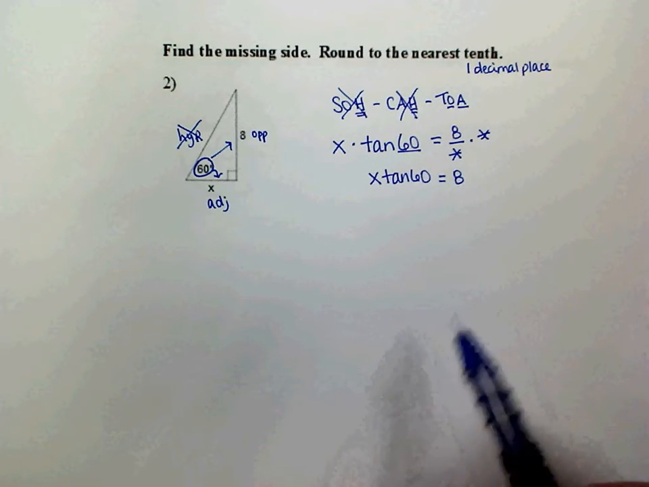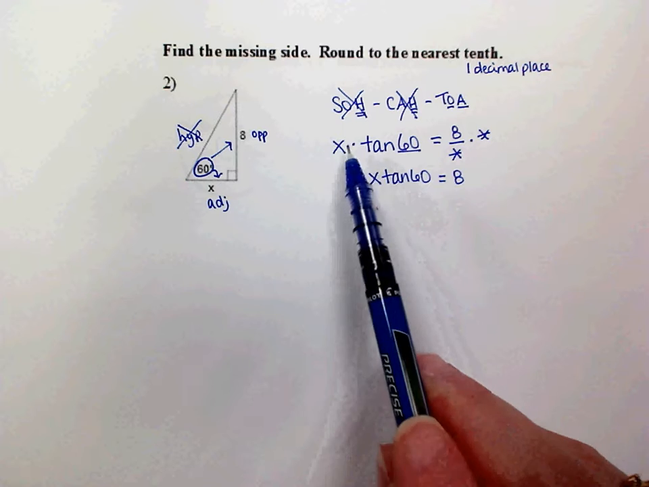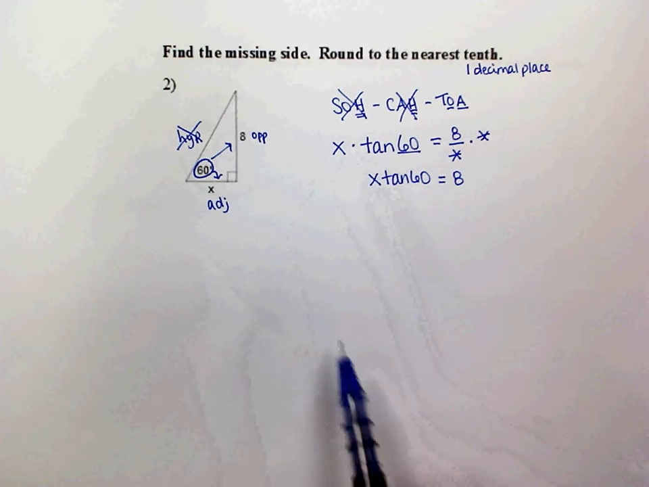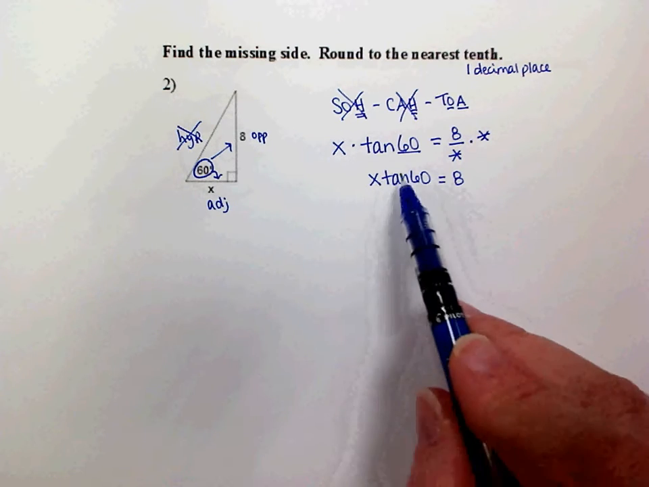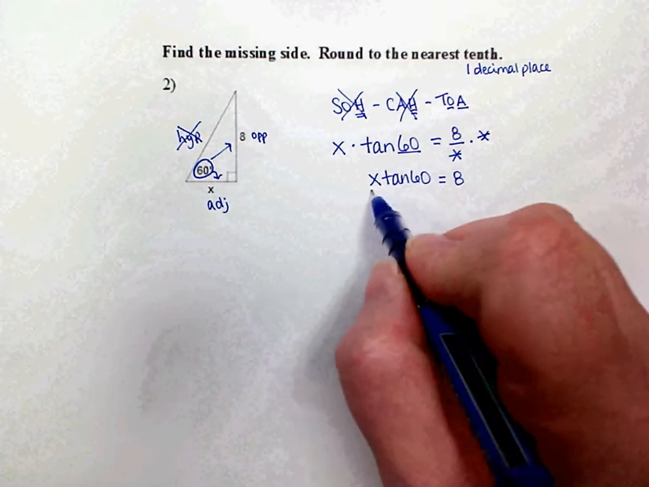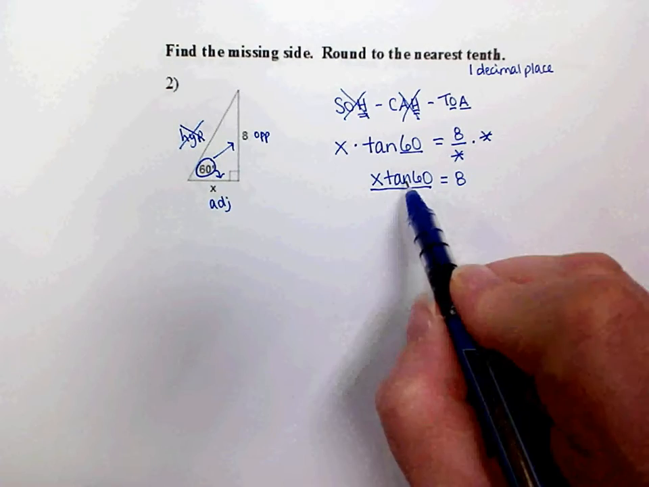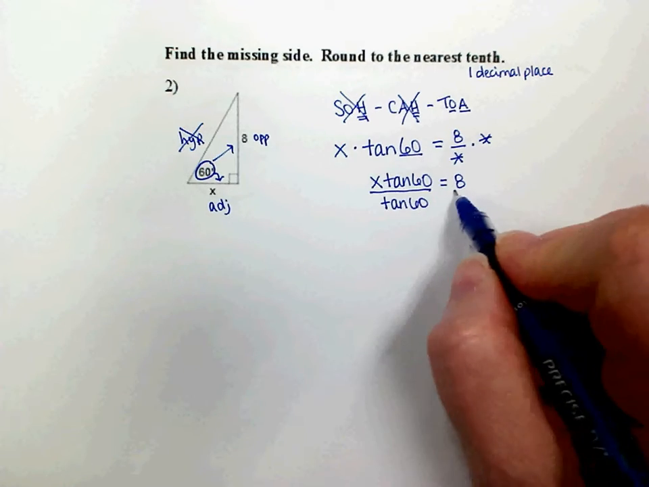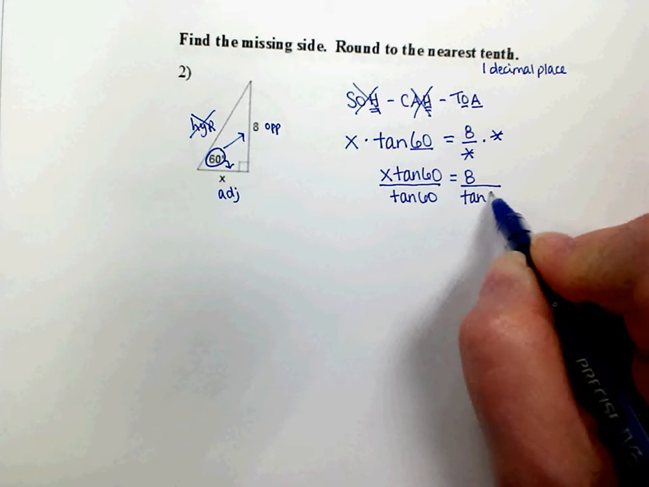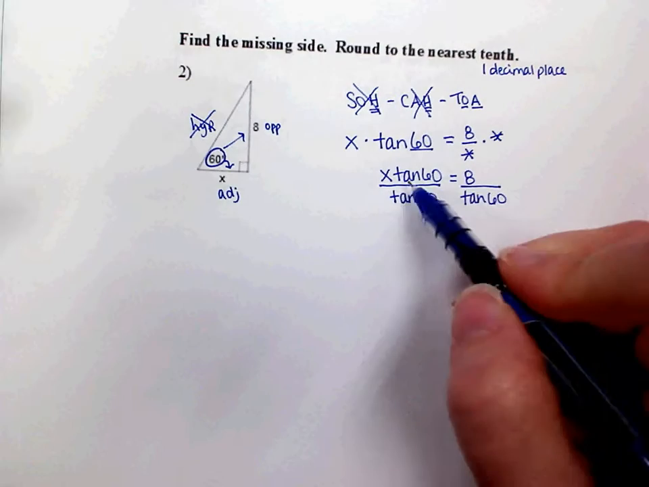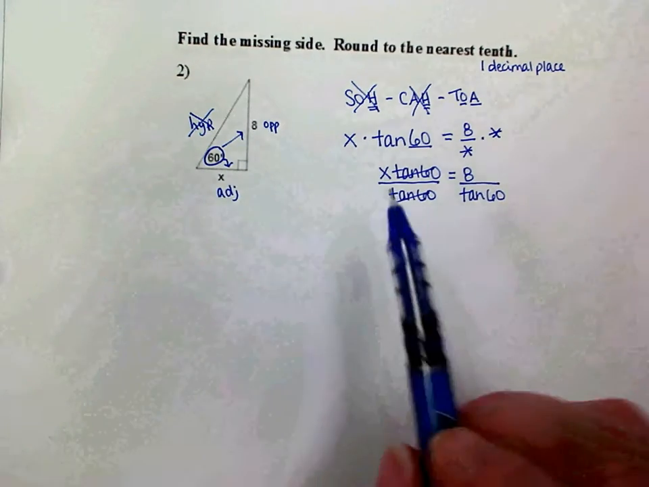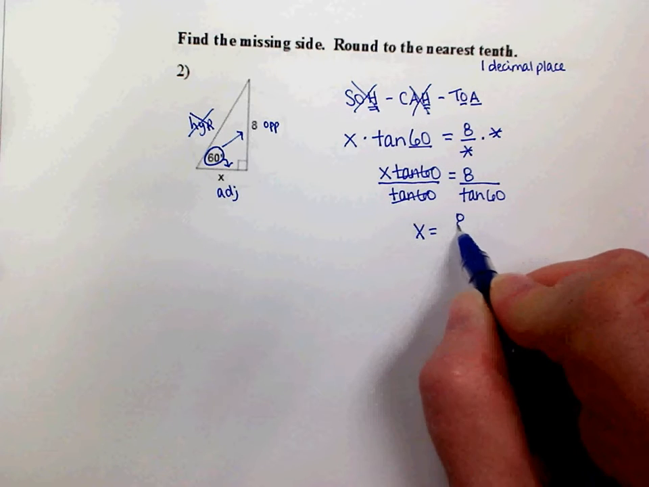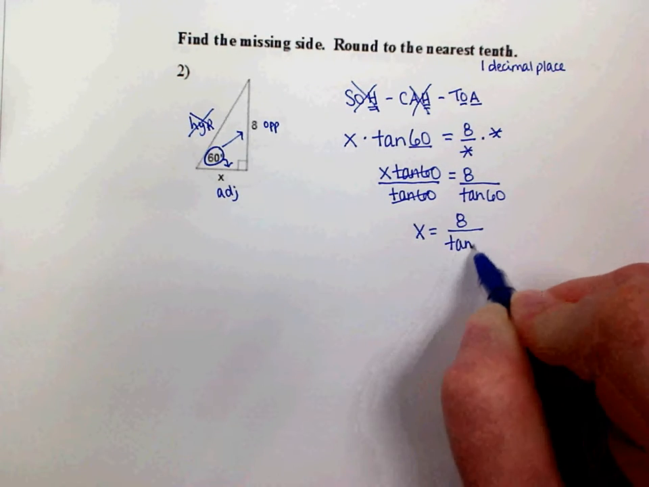But I still don't have x by itself. Remember what operation this is between the x and the tangent of 60. It's multiplication. So to undo that, to get rid of the tangent of 60, I'm undoing multiplication, which means I'm going to use division. I'm going to divide by what I'm trying to get rid of, which is that tangent of 60. And to keep it balanced, I have to do the same thing to the other side as well. So I got rid of the tangent of 60, which allows me to get x by itself. So my x is equal to whatever 8 divided by the tangent of 60 is.